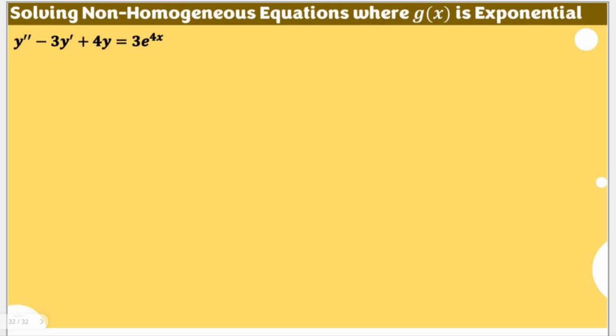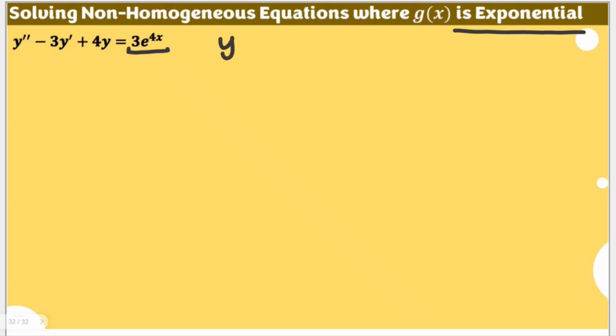Let's consider this next non-homogeneous equation where our g of x is already identified to be exponential. As you can see here, we have the notation for exponentiation. And for this, we can solve this using the general solution, y equal to y sub c plus y sub p.